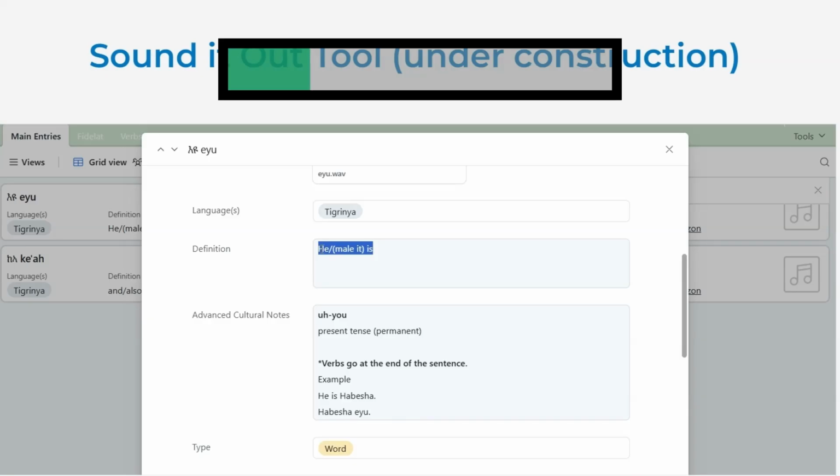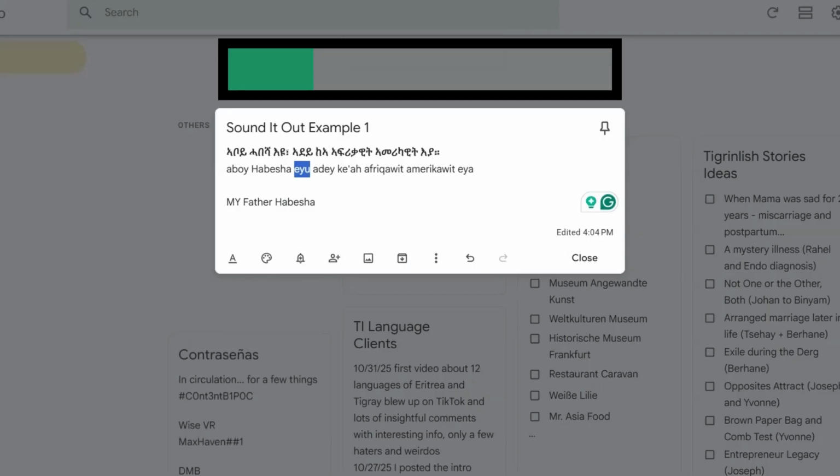So he or male, it is. So we know my father is a he. We can take this down to just is. Moving on to the next word.